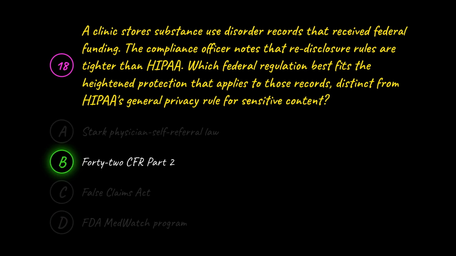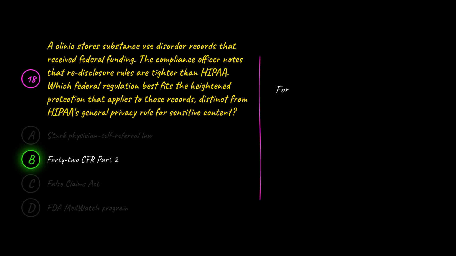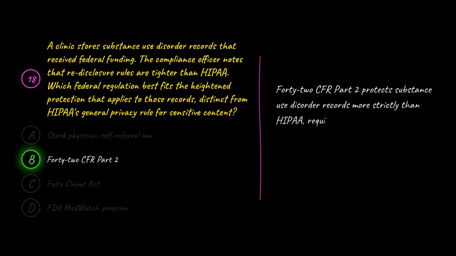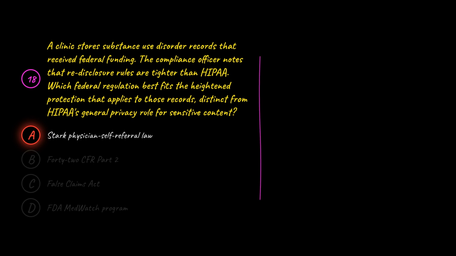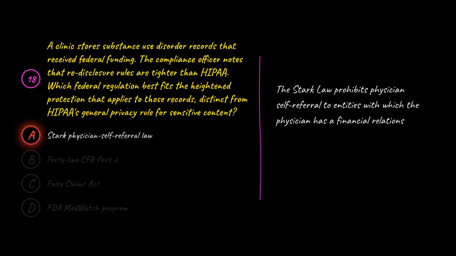The correct answer is B. 42 CFR Part 2. B is correct because 42 CFR Part 2 protects substance use disorder records more strictly than HIPAA, requiring specific consent for redisclosure when programs receive federal funding for the relevant substance use treatment activities. A is wrong because the Stark Law prohibits physician self-referral to entities with which the physician has a financial relationship, which has nothing to do with the heightened confidentiality of substance use disorder records.